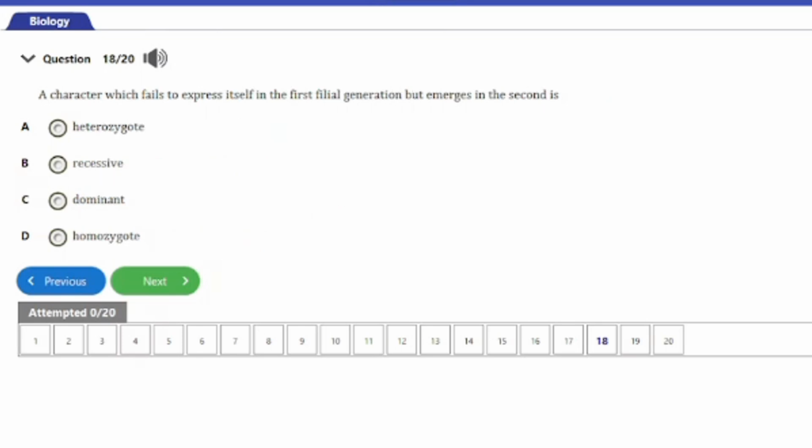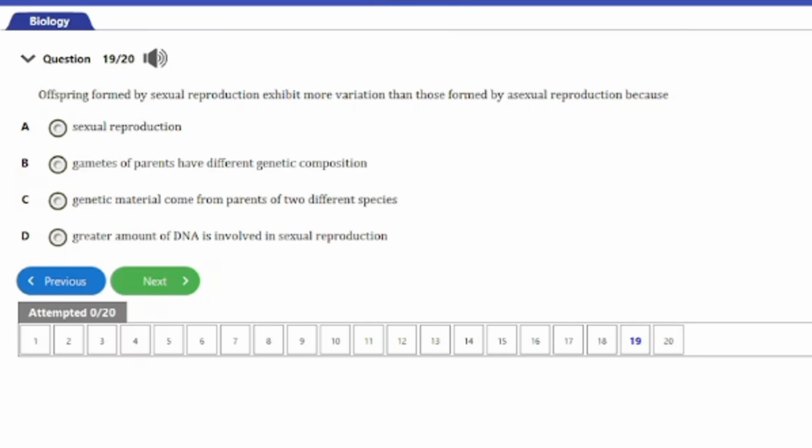Question number 18, it says, a character which fails to express itself in the first filial generation but emerges in the second is A. Heterozygote, B. Recessive, C. Dominant, D. Homozygote. So guys, the answer to this question is option B, and that's recessive. So guys, let's consider the next question here.